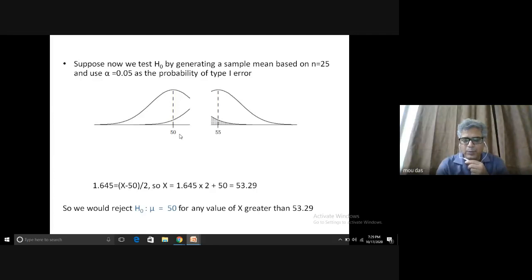We divide the population standard deviation 10 by the square root of the sample size, that is 5. So we get 2. So X is equal to 1.645 into 2 plus 50, that's 53.29, which means that any value greater than 53.29 will reject the null hypothesis. We'll say that the hospital sample does not represent the null hypothesis and it has a different population.